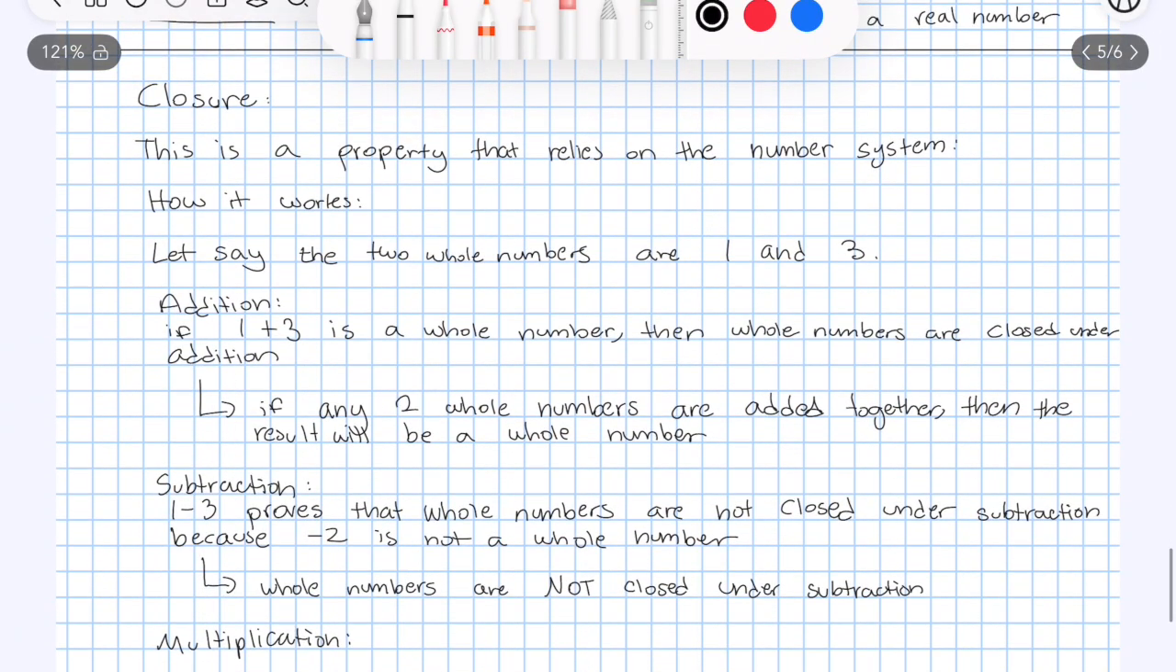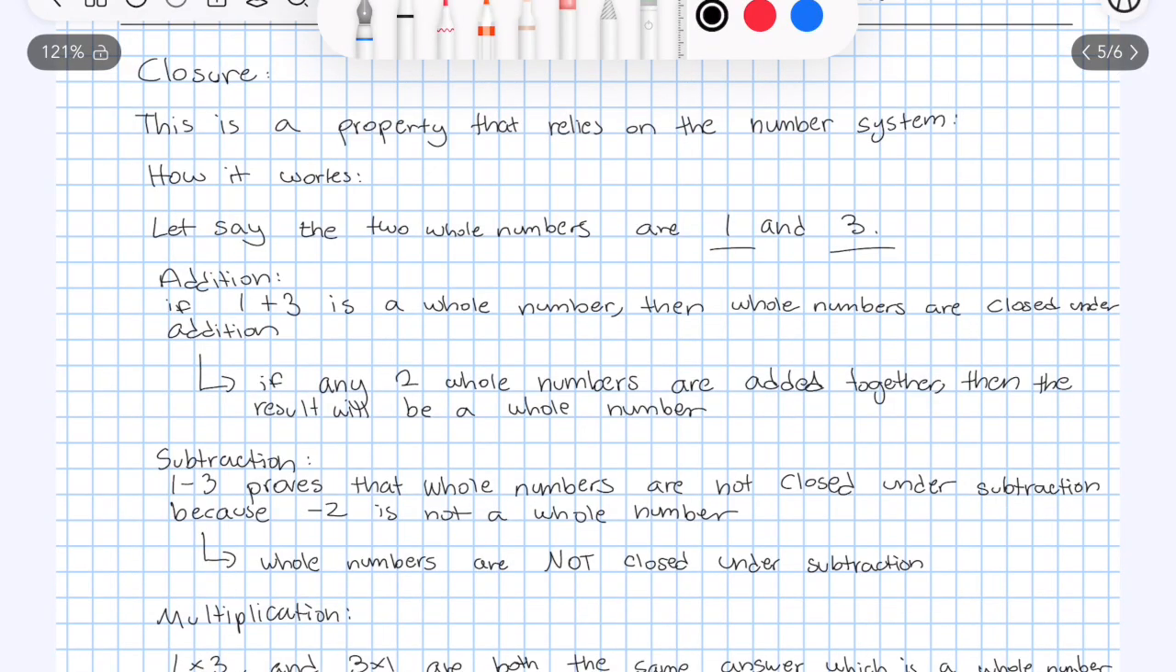Okay, so the closure property. How does it work? And what is it? So the closure property is a property that relies heavily on our number system. So how does it work? Let's say that we have two whole numbers, 1 and 3. Let's go to addition, 1 plus 3. If 1 plus 3 is a whole number, then whole numbers are closed under addition.